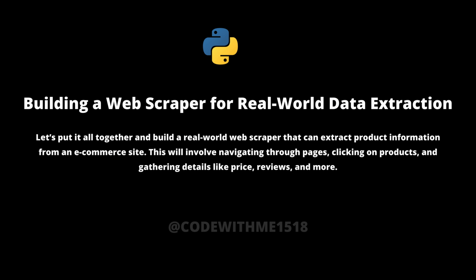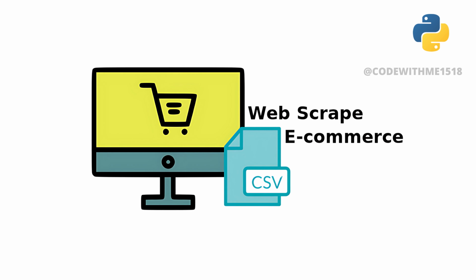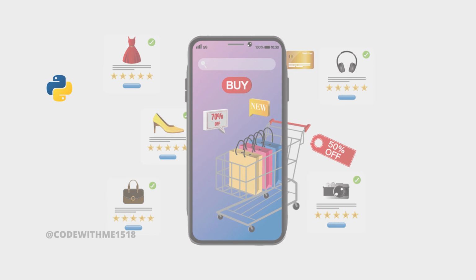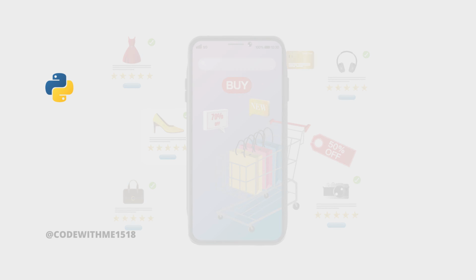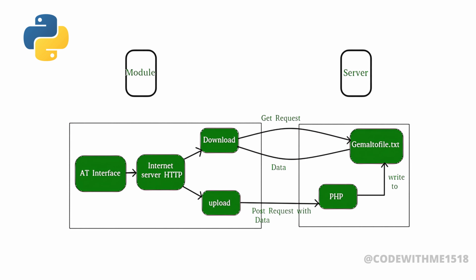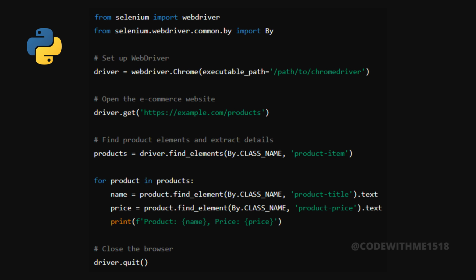Let's put it all together and build a real-world web scraper that can extract product information from an e-commerce site. This will involve navigating through pages, clicking on products, and gathering details like price, reviews, and more. We'll use both requests_HTML and Selenium to handle this task. First, let's set up the scraper to collect product names and prices.